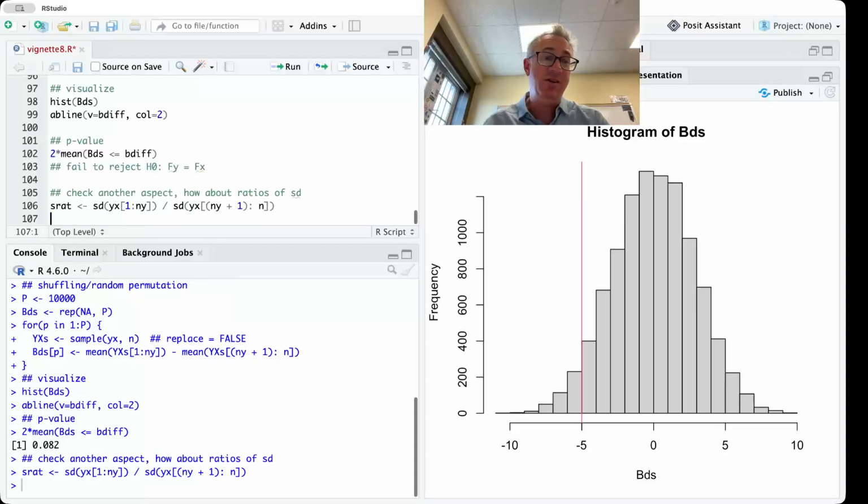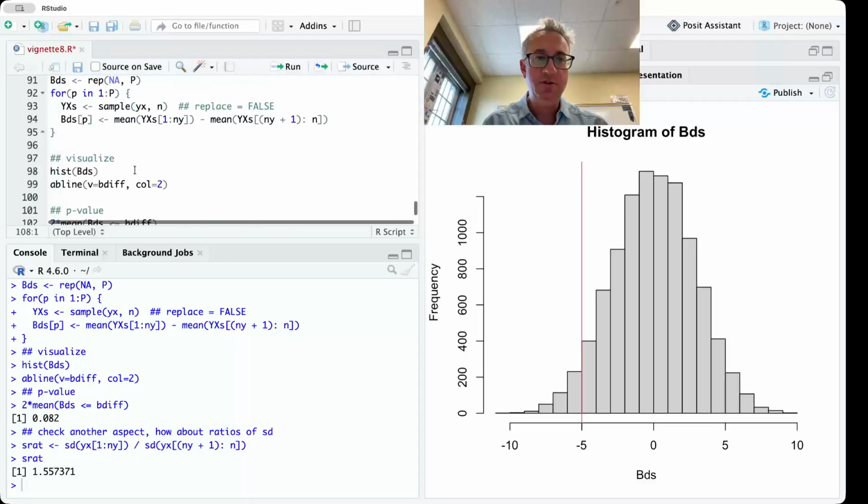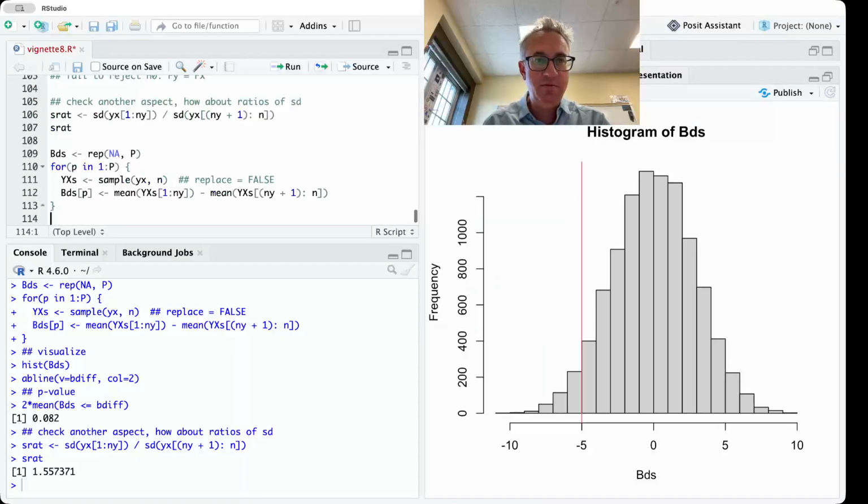By the way, you could look at a difference in standard deviations if you wanted to. It's totally up to you. I've decided to look at a ratio, and if I got a ratio of 1, then they would have the same standard deviation, but it doesn't. It's not exactly 1, but close to 1. But that number isn't meaningful in a vacuum. It's only meaningful relative to the distribution of this statistic that we get under the random permutations. So let's go sample from that distribution.